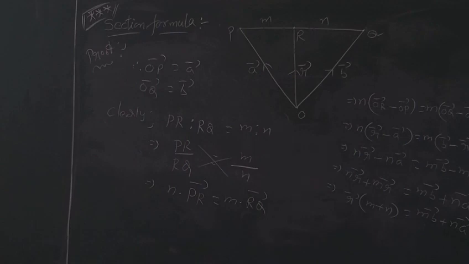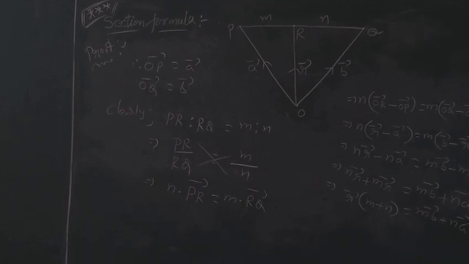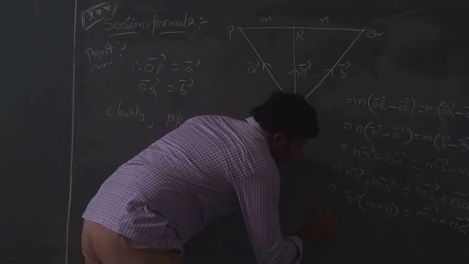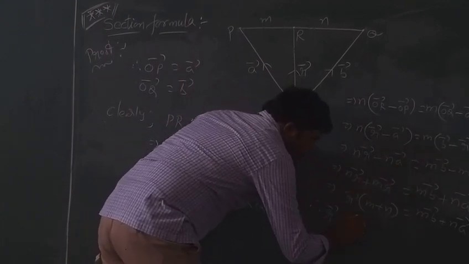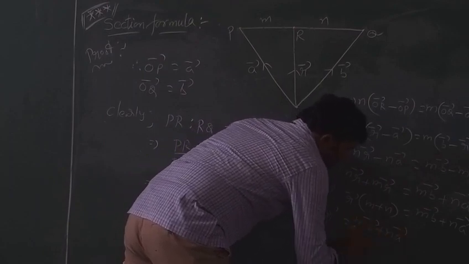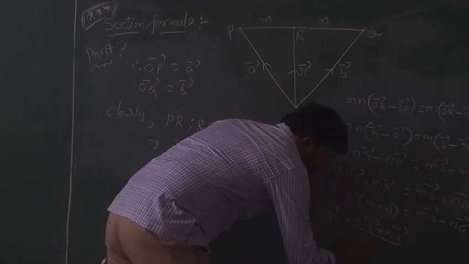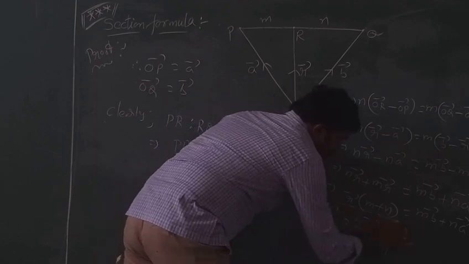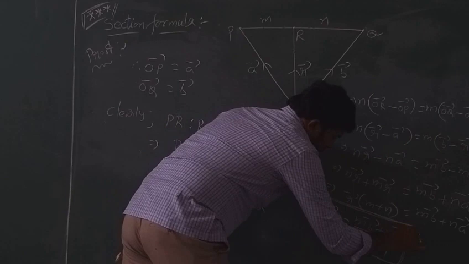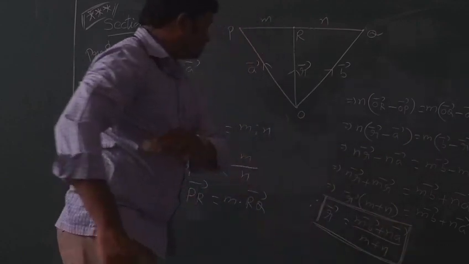Is it possible to observe the bottom of the board? Yes, possible. Therefore, R bar is equal to M into B bar plus N into A bar, by M plus N. That's it.